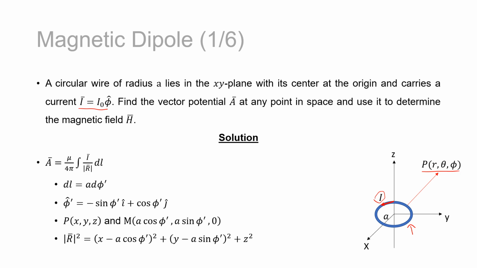In order to calculate the magnetic field, first we need to calculate what is called the vector magnetic potential. Then, from the relation between the magnetic field and the vector magnetic potential, we can say that H equals 1 over mu curl A, where A is the magnetic potential. So how to solve this problem?